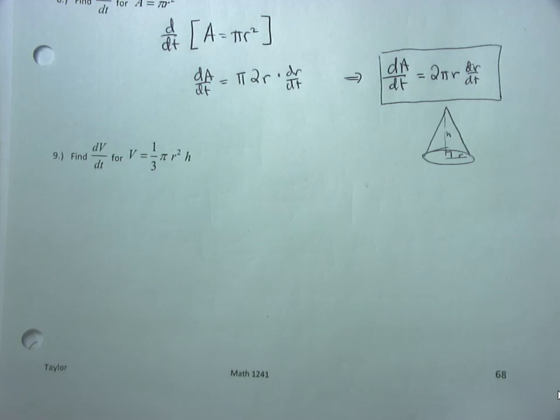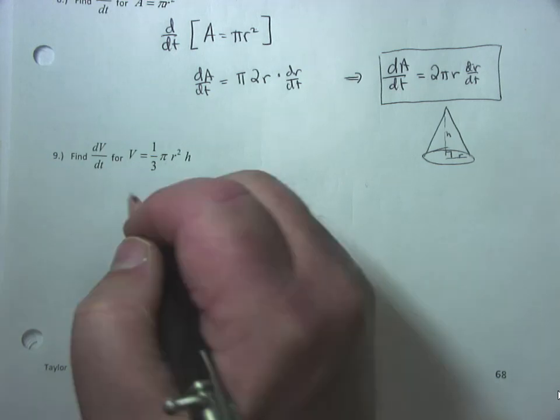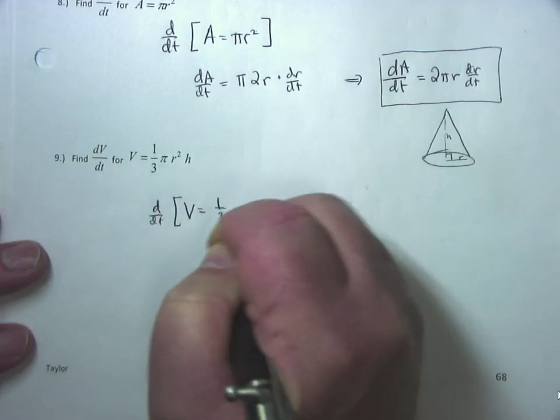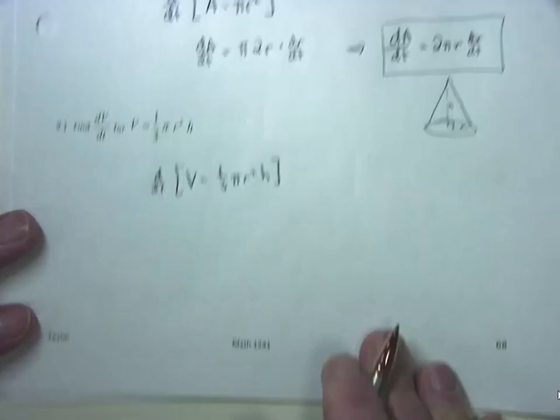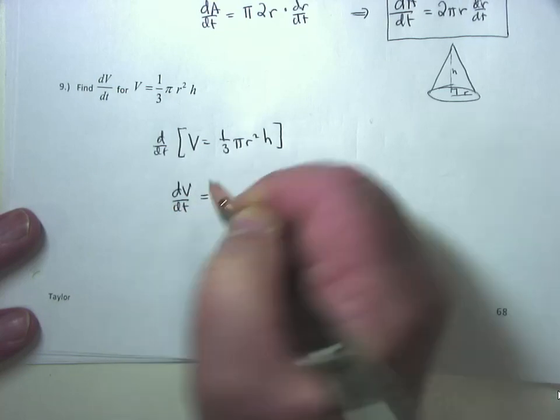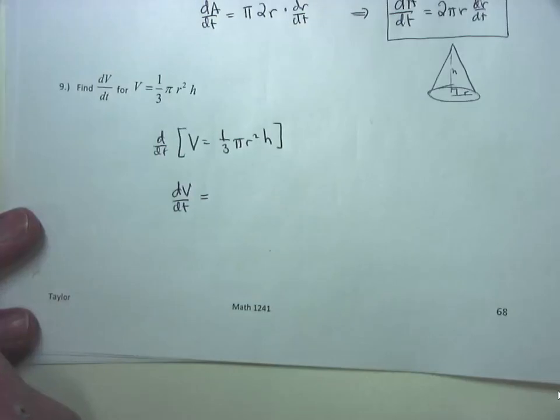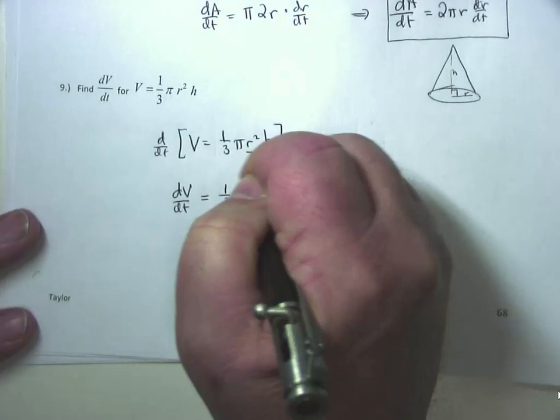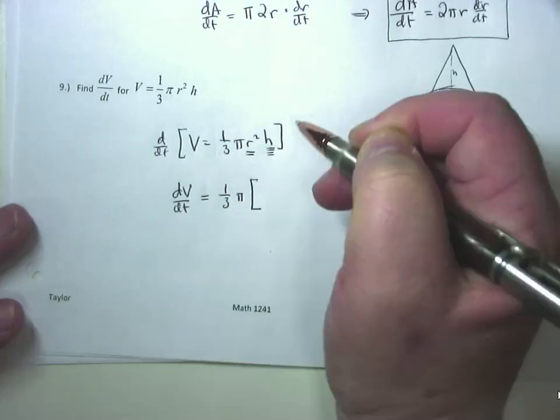But here's the deal. Every time you have a variable, you got to tack on that d variable over dt. So you got to be careful. So here we go. To take the derivative with respect to t of V equals 1/3 pi r squared h with respect to t, dv over dt equals 1/3 pi. Pi is a what? 1/3 is 0.333. It's a constant. Pi, 3.1415926. Yeah, it's a constant. So those guys hold over. 1/3 pi. Now, I've got r squared times h.